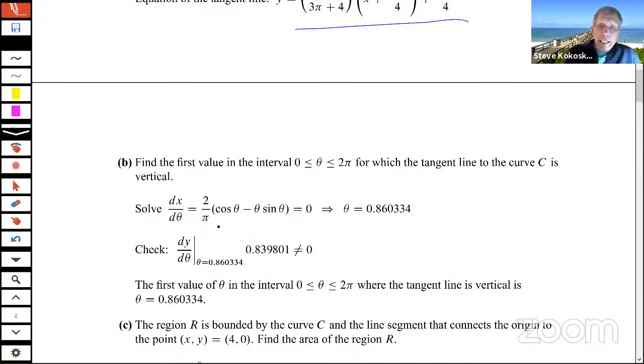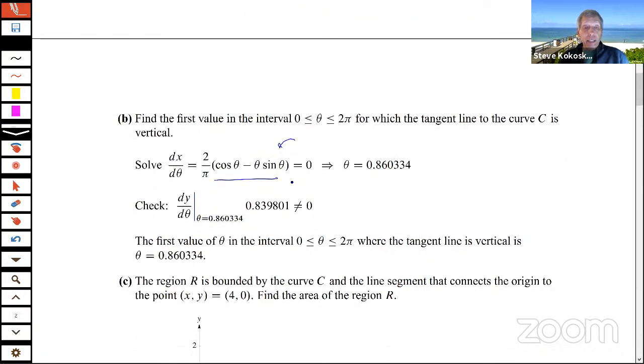So I found dx/dθ. I'm going to set it equal to 0, and try as you might, I don't think you can factor that in any way. I don't think I can find a nice analytic or symbolic solution there. So I went to my calculator and found θ equal to 0.8603. I double checked just to make sure that the numerator was non-zero there, and indeed it is. And so the first value of θ where we have a vertical tangent line is θ equal to 0.860.